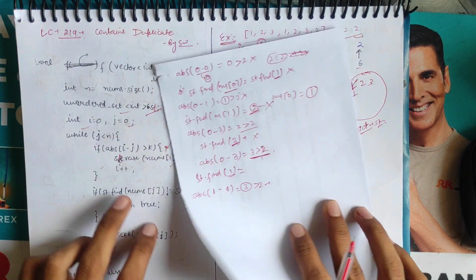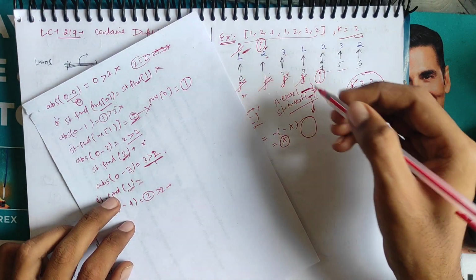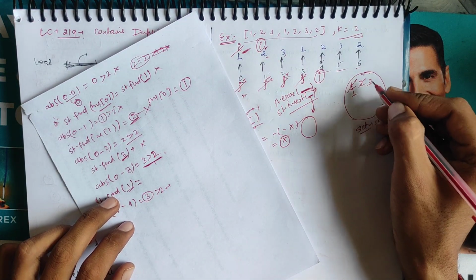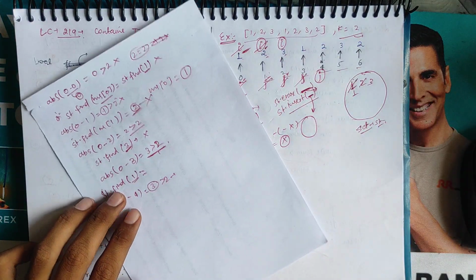So what we do, we erase the nums of i. Nums of i was 2 from the set. Nums of i was 2, so we erase 2 and move i 1 step forward. So i is at 3 now.